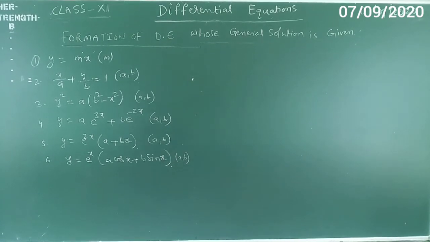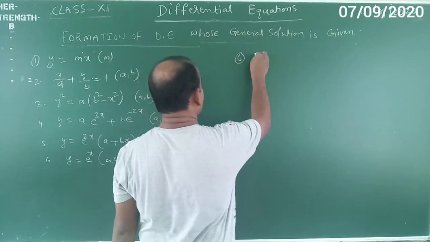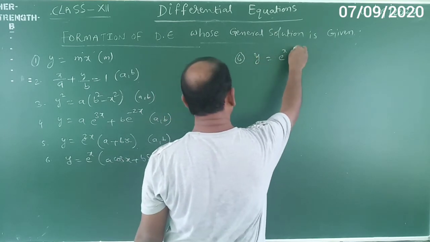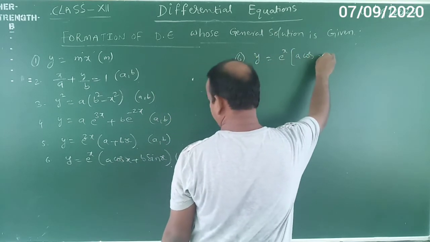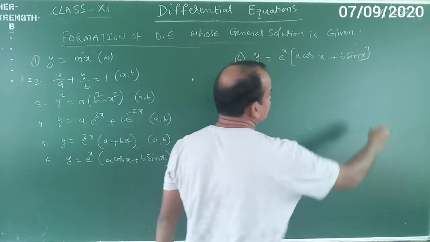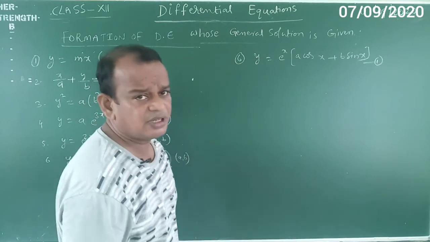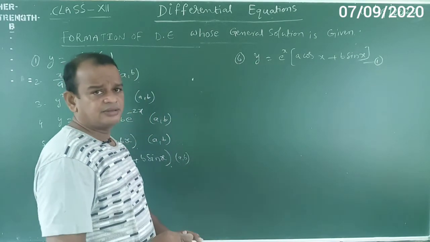Okay, my dear students, we are going to the next problem. What is the next problem here? Question number 6. y is equal to e^x into (a cos x + b sin x). This is equation number 1. 100% you remove the arbitrary constants. You do it very carefully.